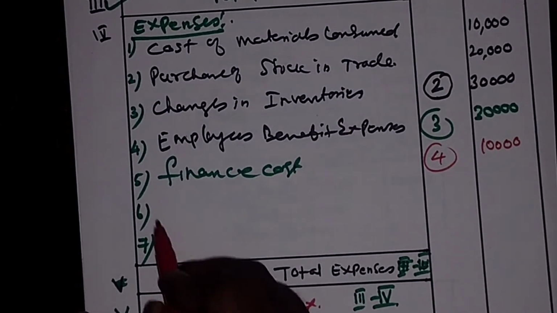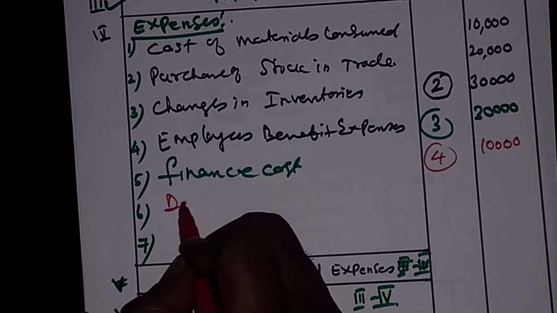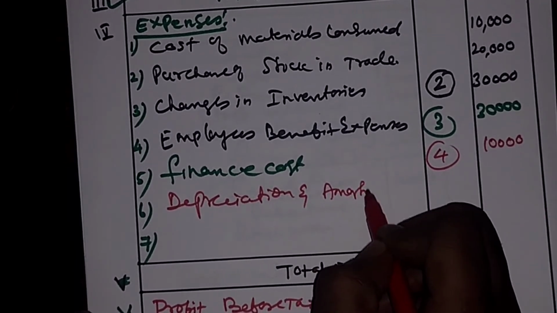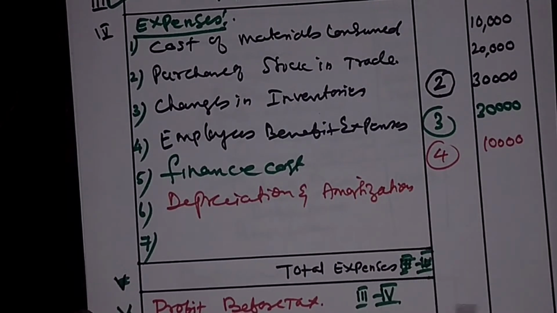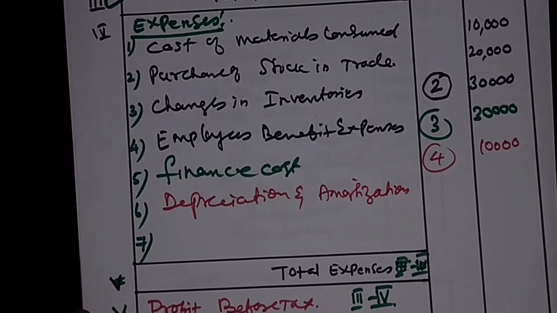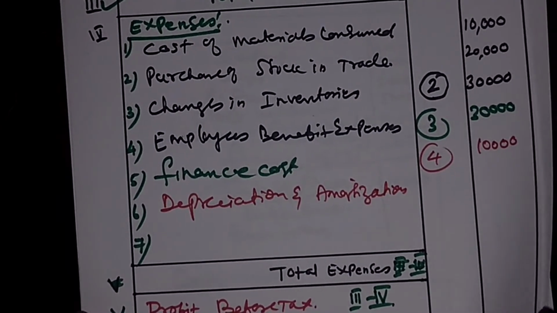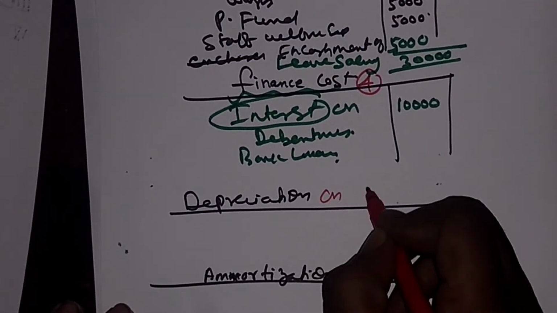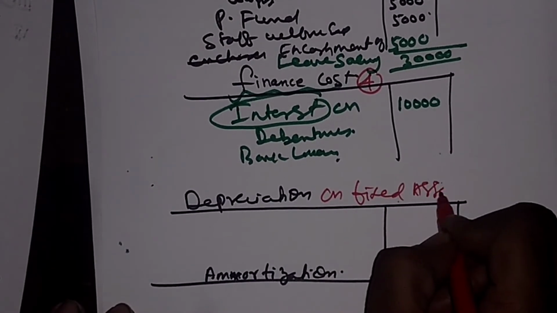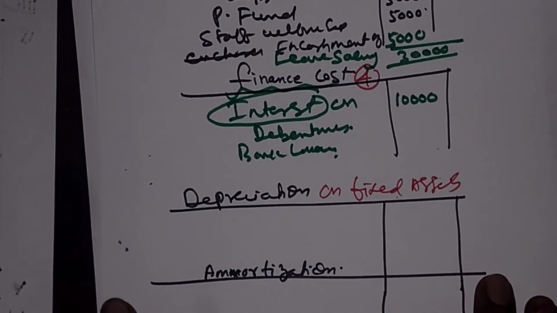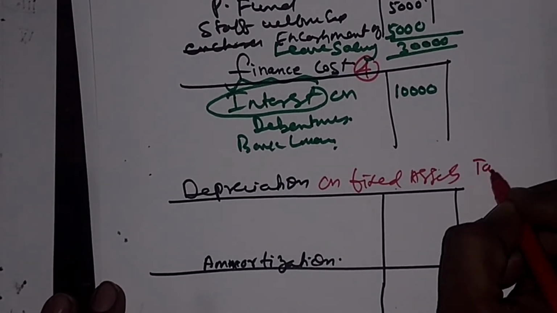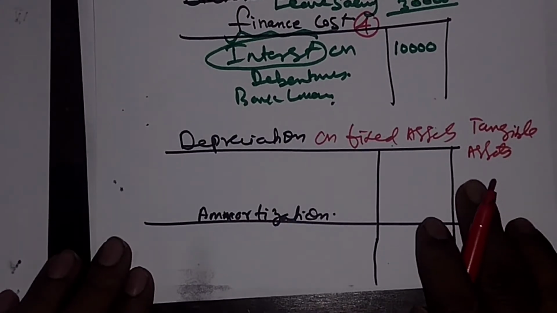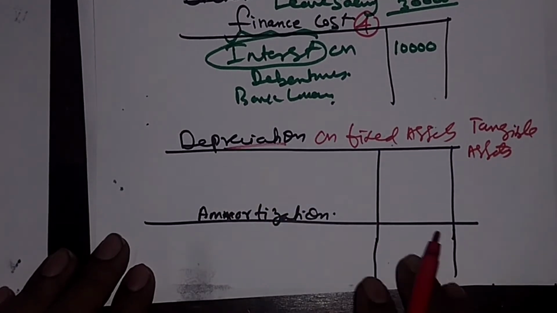And after the fifth point, the sixth point is depreciation and amortization. What is this depreciation and amortization? Once again, let us see into the working note with explanation. Depreciation will appear on fixed assets, that is tangible assets. When the asset value is reduced on tangible assets, we call it depreciation.